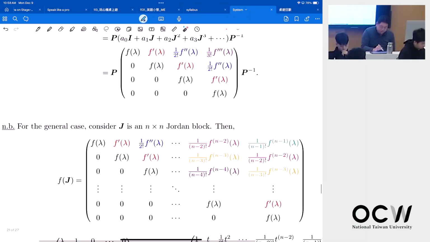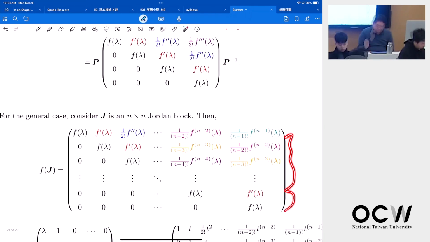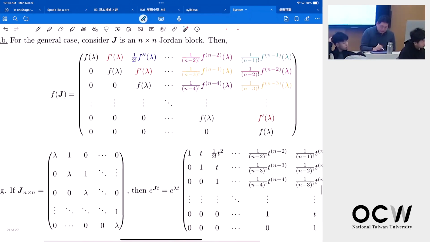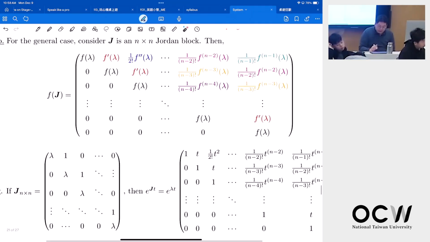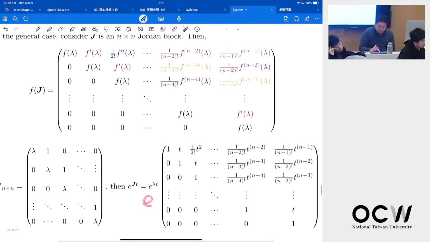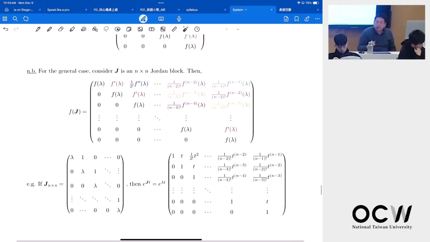If I have a Jordan block, then what is the function of a Jordan block? So that means if I have a Jordan block n by n, then e to the Jt, I can take the exponential e to the lambda t outside, and here's the rest. Okay, let's just see this example, and you will know how to find the exponential matrix.